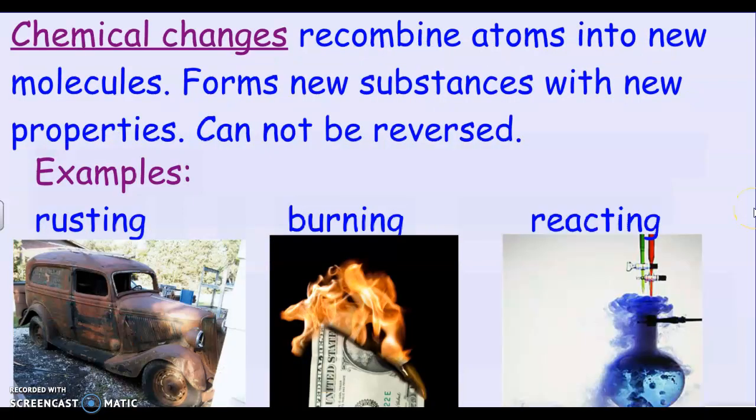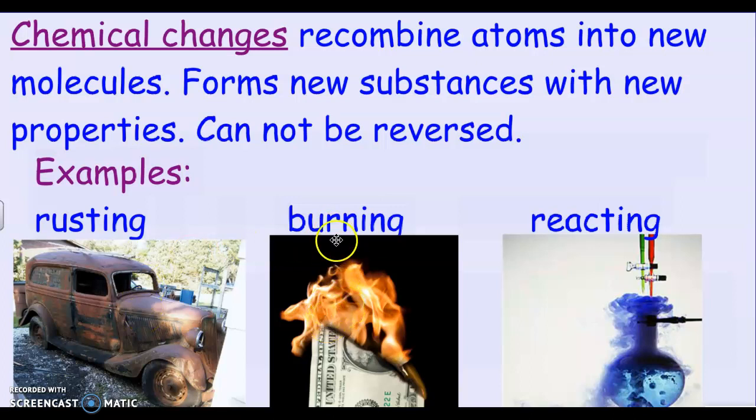Chemical changes, however, recombine atoms into new molecules. These form new substances with new properties. And this cannot be reversed without undergoing another chemical change. An example of a chemical change could be something like rusting. A car left out over the winter time will actually change the material from iron into rust, or iron oxide. The combination of oxygen with the iron creates a brand new material. Not so good for building cars out of.